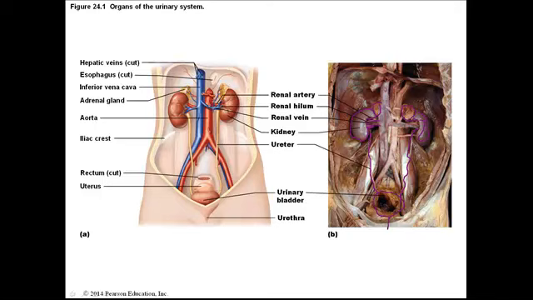The kidneys are here with the adrenal glands atop. The renal vein and artery feed the kidneys. The ureters will leave the kidneys, go down to the bladder, and then the bladder will release into the urethra. There's sometimes some confusion between ureter and urethra, so you just have to find a way to remember that.